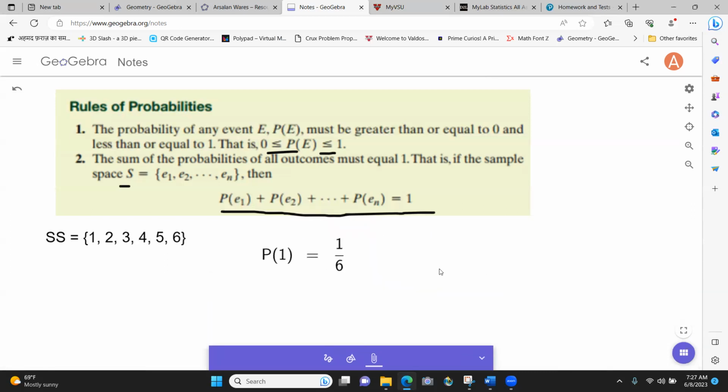Probability of getting a 2 is 1/6. Probability of getting a 3 is 1/6. Probability of getting a 4 is 1/6. Probability of getting a 5 is 1/6. Probability of getting a 6 is 1/6. If you add 1/6 6 times, you're going to get 1. So this is a property of probability. It's a characteristic of probabilities. If you add the probabilities of all the possible outcomes that make the sample space, that sum will equal 1. Okay?